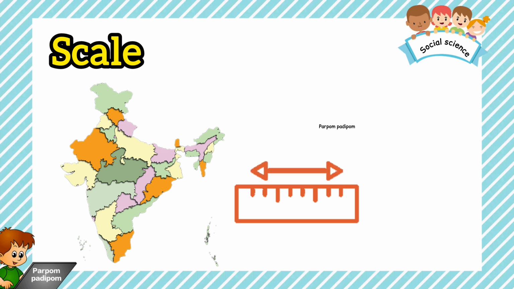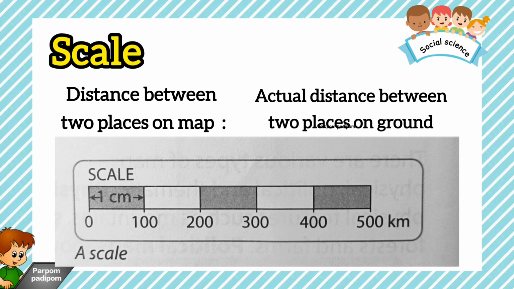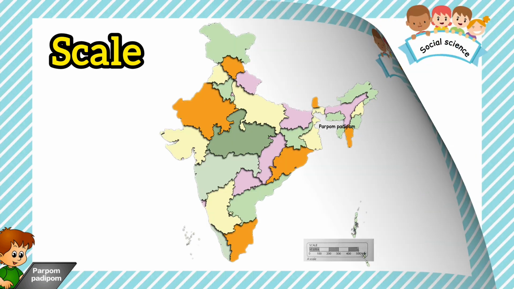Scale. The size and distance between places on a map is shown by a scale. A scale is the ratio of the distance between two places on the map to the actual distance between these two places on the ground. Maps are always drawn to scale. The scale is usually mentioned in a corner of the map.